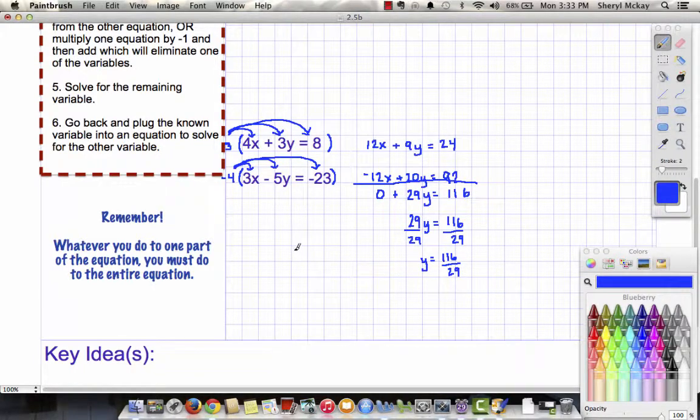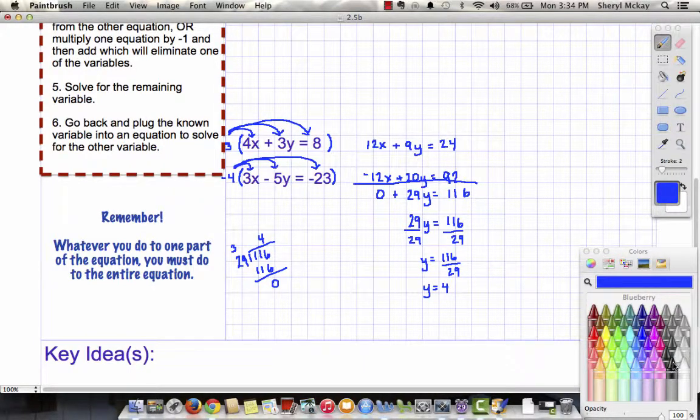Well, I'm going to see what that is. I'm going to do that over here. 116 divided by 29. What if I try 4? And I'm picking 4 because 4 times 9 is 36, and I'm hoping that it's going to be an even number. So 4 times 9 is 36. Carry the 3. 4 times 2 is 8, plus 3 more is 11. Hooray, 116 with 0. So 29 goes into 116 4 times. So that means y equals 4.